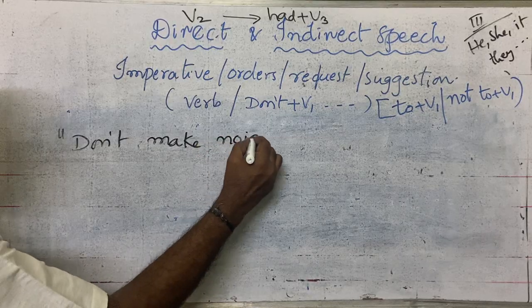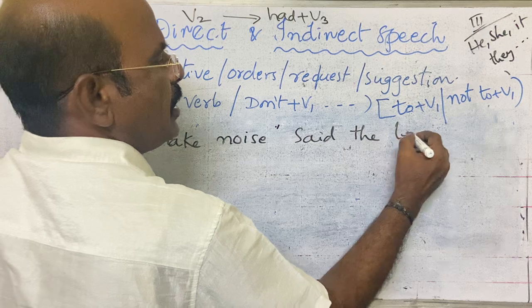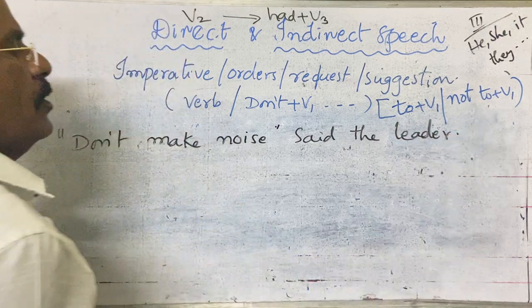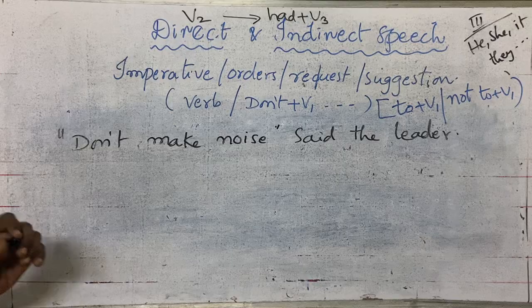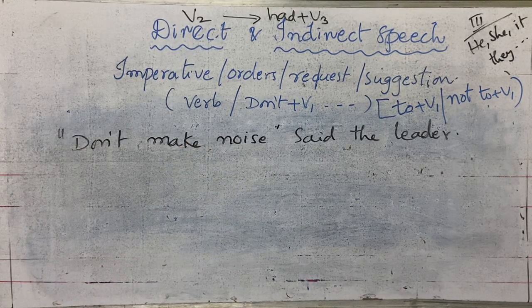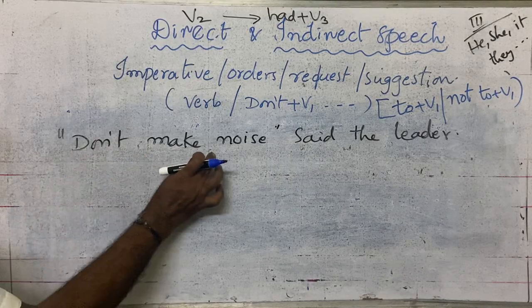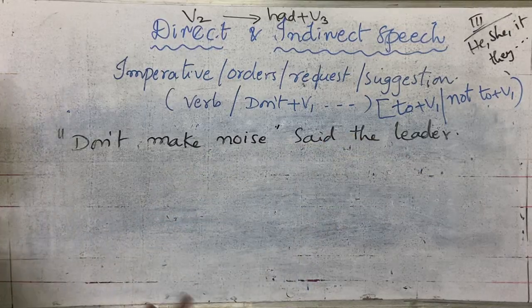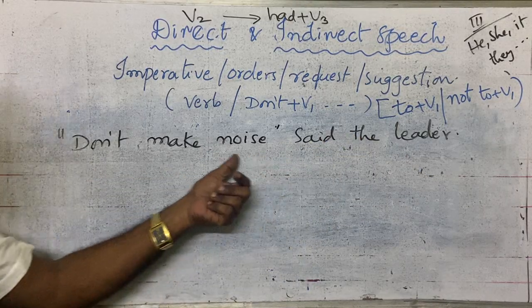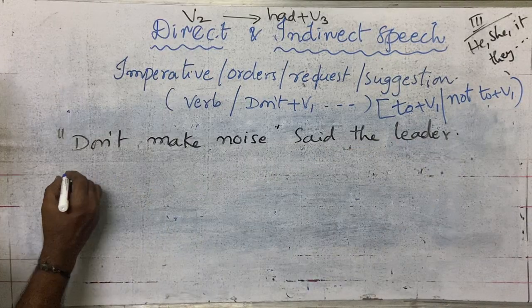Don't make noise, said the leader. So that means don't make noise. Whenever it is coming, look here. Starting only negative is there. Not to make, we are taking. Leader here said means not telling. This is like shouting, ordering. So that's why you can take here the leader shouted.